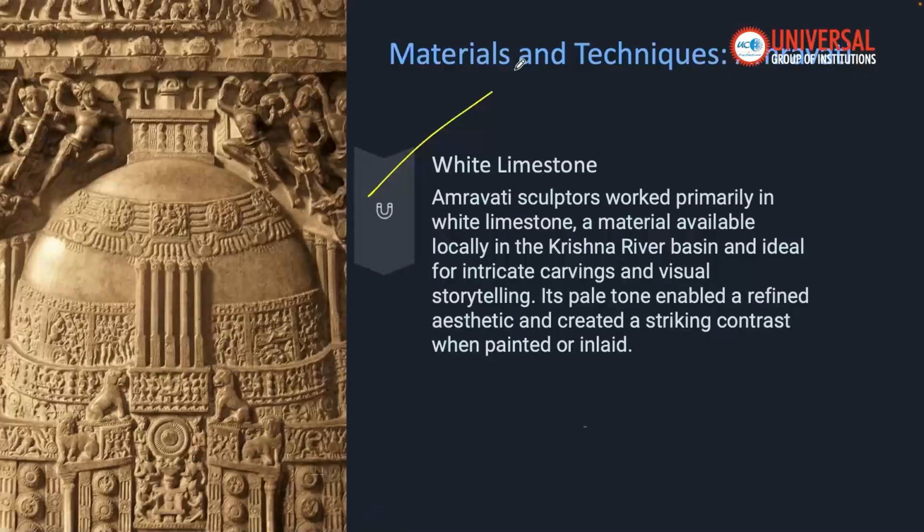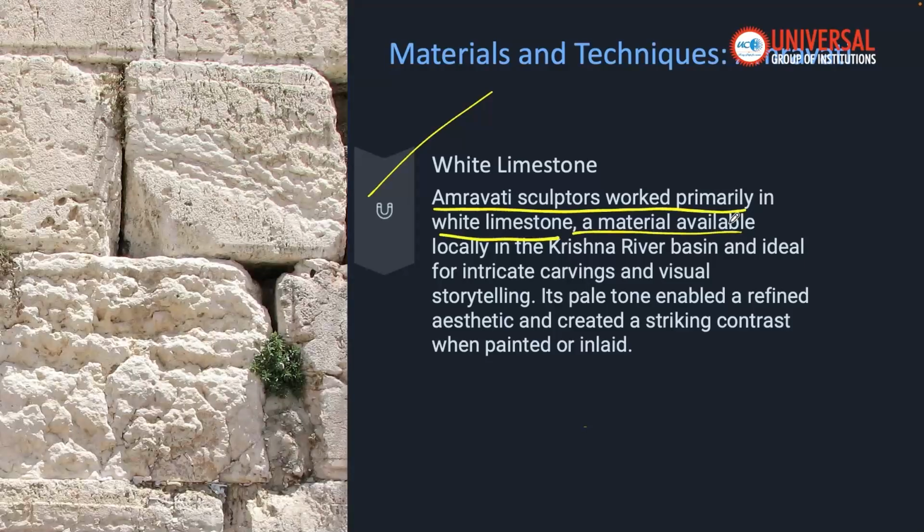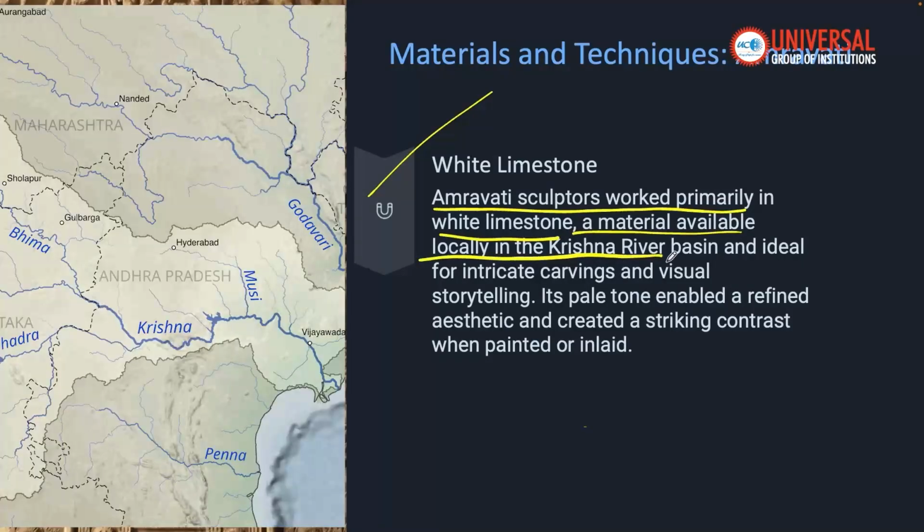Now let's talk about the materials and techniques used in the Amaravati School of Art. First is white limestone. This is one of the peculiar features of the Amaravati School of Art. Amaravati sculptors worked primarily in white limestone, a material available locally in the Krishna river basin and ideal for intricate carvings and visual storytelling. As we can see in this image, there are so many things that are said through the single panel.